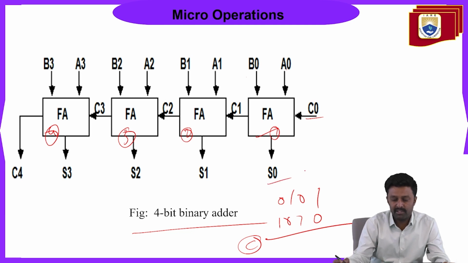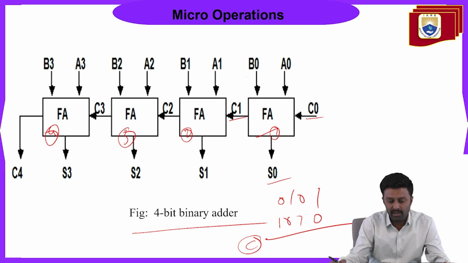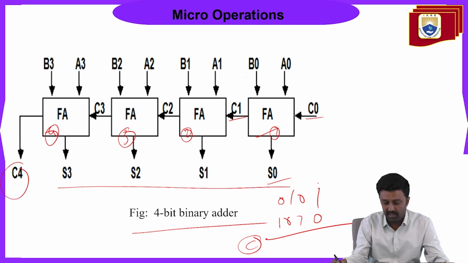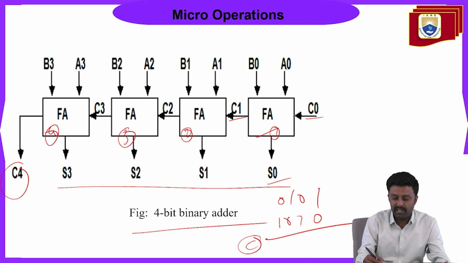A and B are the inputs, and C0 is the initial carry. Then S0 is the sum generated from the first adder, and C1 is the carry generated from the first adder. Then the carry is given as an input to the second full adder, and so on. The carry is forwarded here, and we get the final carry and the 4 bits of the sum. So let us say we take these two numbers as an example.